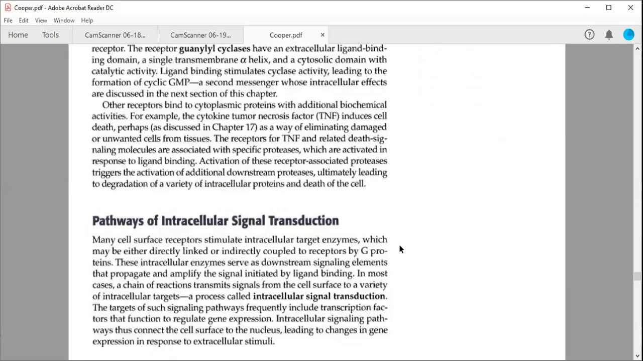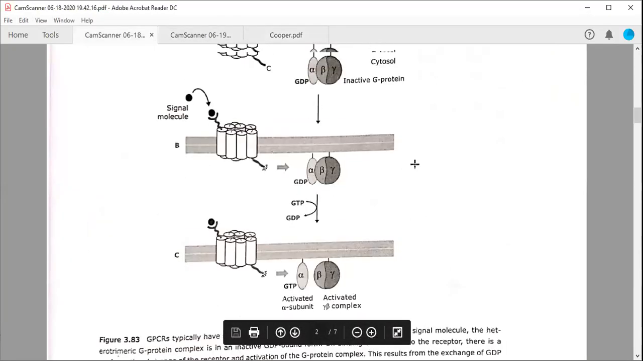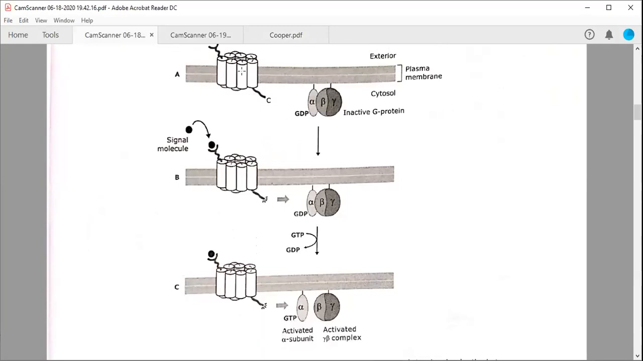Now, what are the pathways of intracellular signal transduction? We have seen that, and it's time to explain it from here. There is a GPCR present in your plasma membrane. It interacts better with this particular G protein when it is bound with a signal molecule, because it leads to a conformational change in its C-terminal domain.